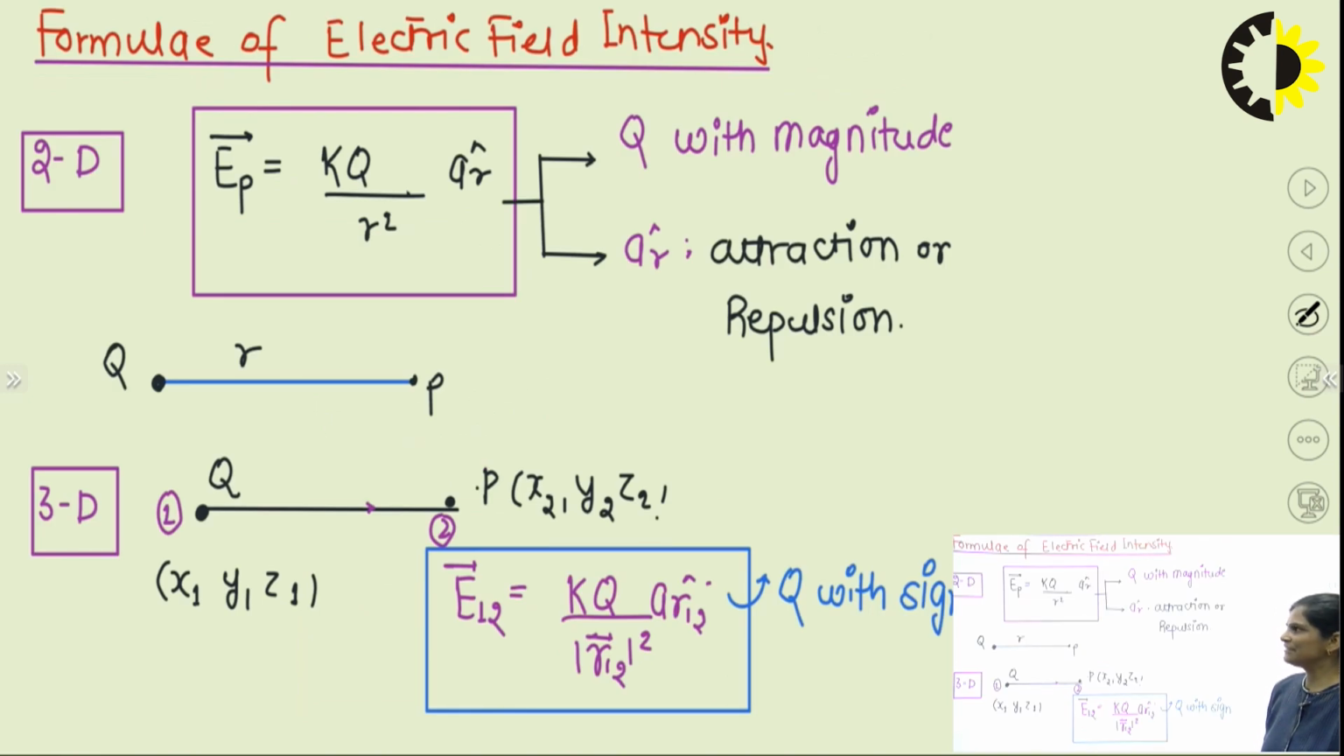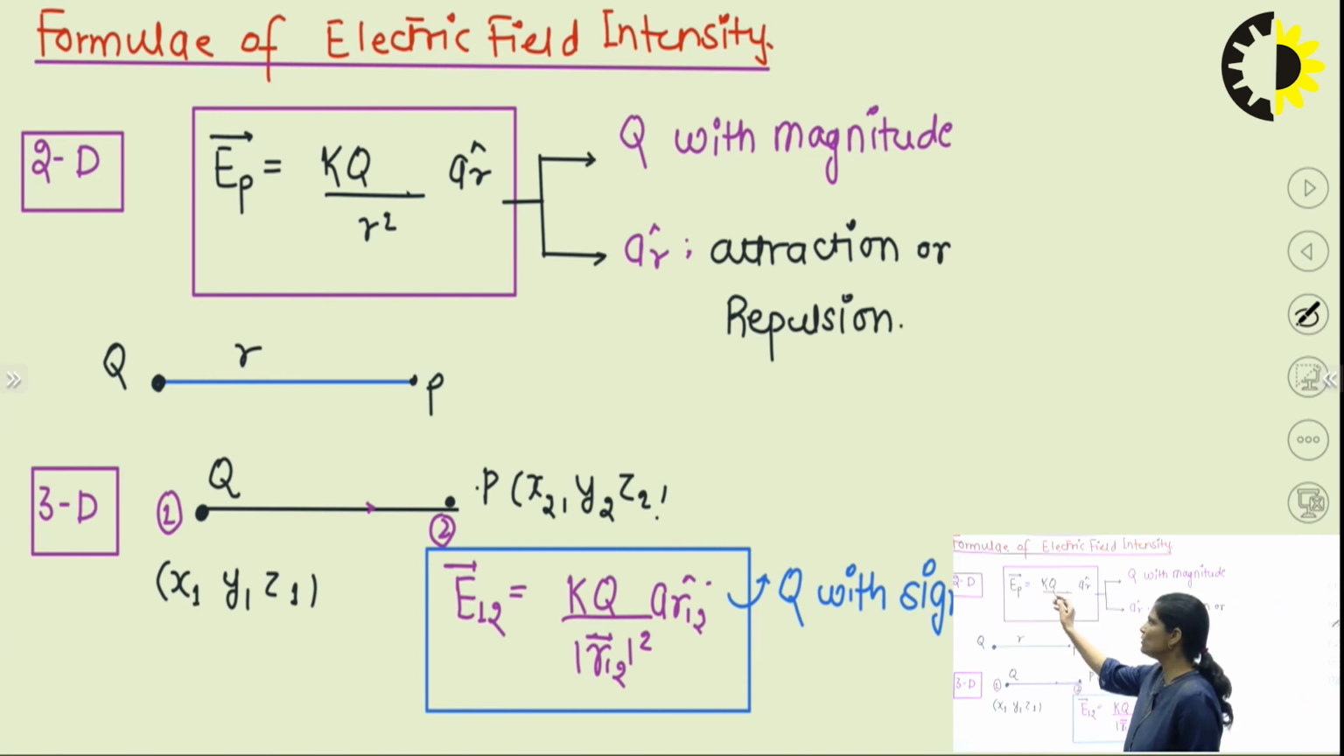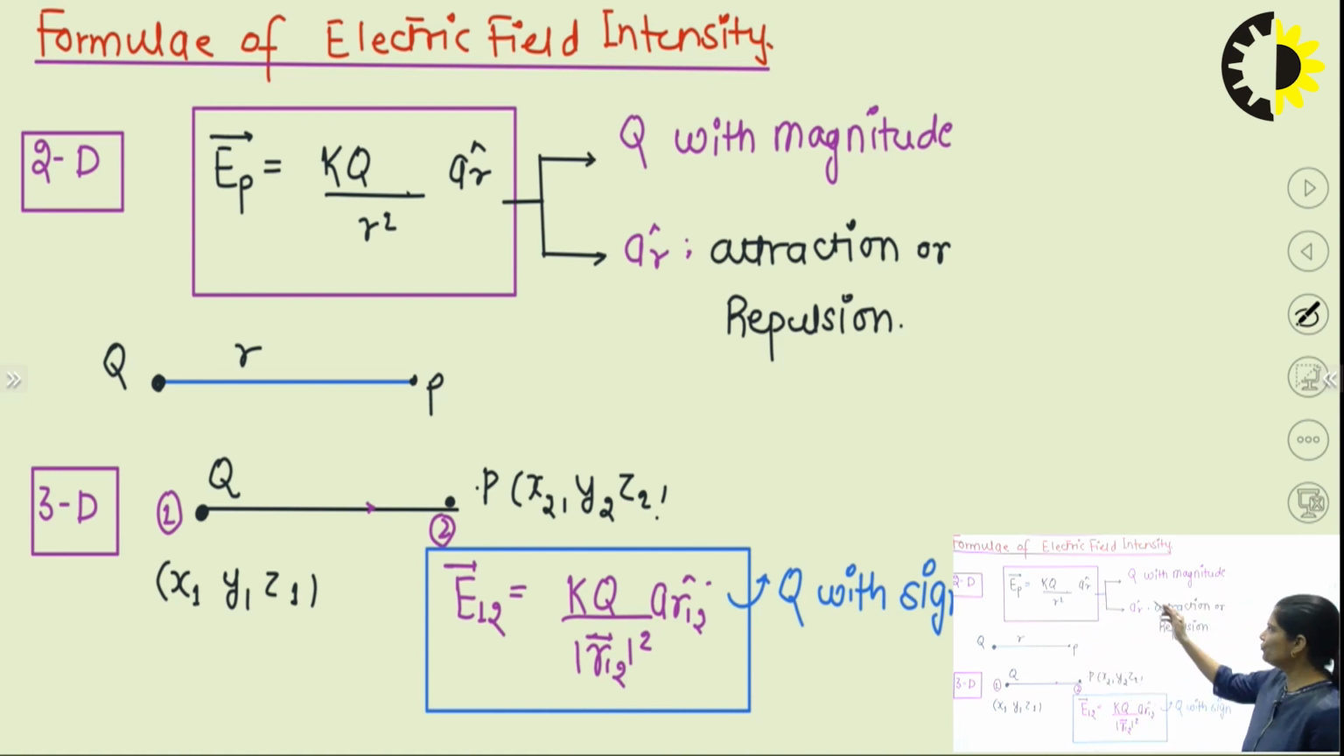Now the formula of electric field intensity in 2D. The electric field intensity at point P in 2D is equal to KQ upon R square unit vector of R. Here you should remember Q with magnitude and unit vector. The direction depends on whether the charges are attractive or repulsive, like charges or unlike charges.